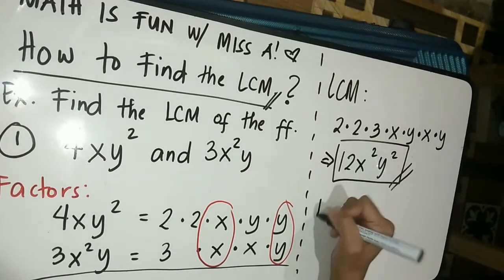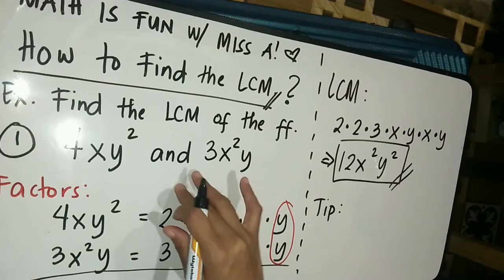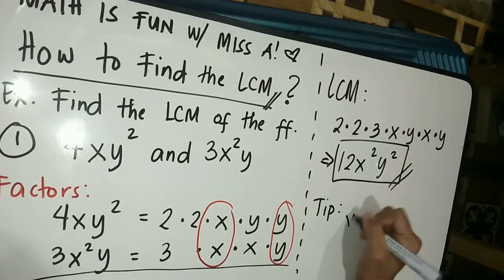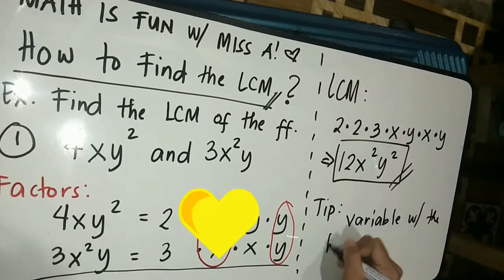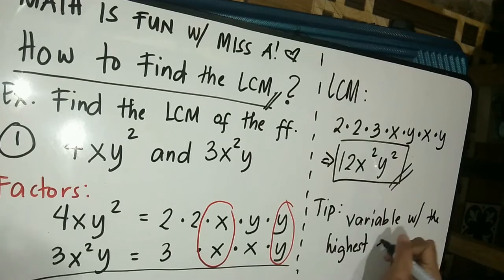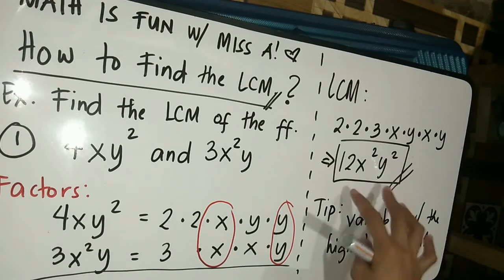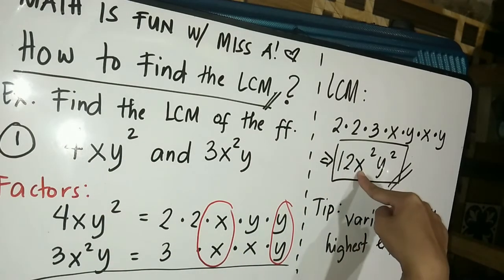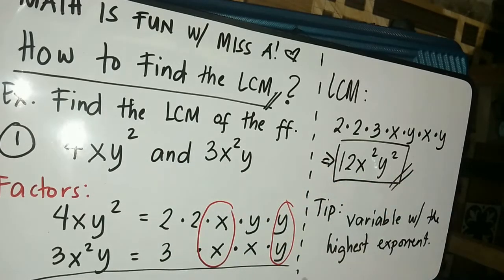Ito pa yung tip. Okay? Kapag variables yung kinukuhanan mo ng LCM, okay? So, lagi mong titingnan yung variable with the highest exponent. Yun yung LCM. Kapag variables. Kaya tingnan mo dito, you have x tsaka x squared, but your LCM is x squared. Y squared tsaka y. Ang highest exponent ay 2, kaya ang LCM ay y squared. That's it. That's it for example number 1.